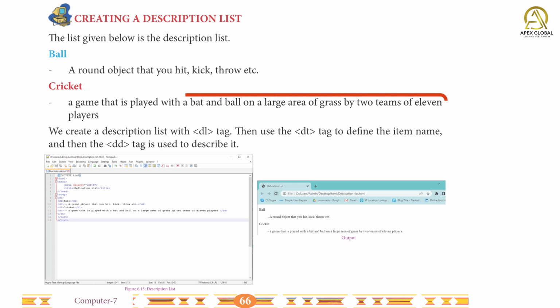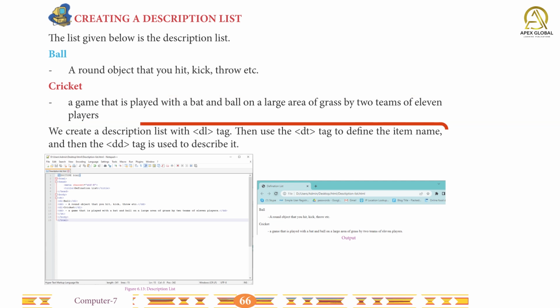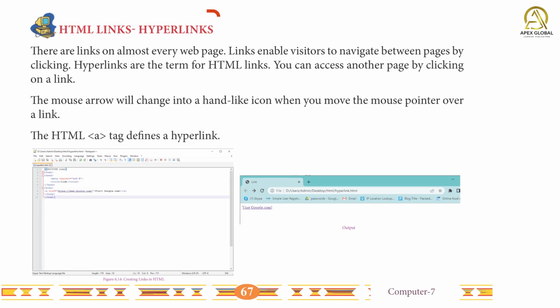Cricket, a game that is played with a bat and ball on a large area of grass by two teams of 11 players. We create a description list with the DL tag. Then use the DT tag to define the item name, and the DD tag is used to describe it.